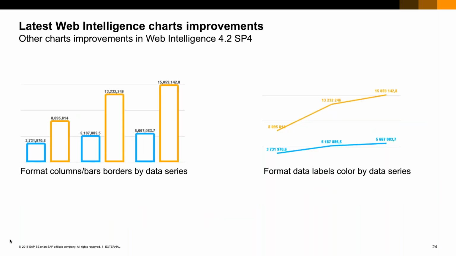Then going forward, we've also added new tricks, new settings available in 4.2 SP4. First of all, the ability to define the colors of the borders in column and bar charts by data series. So when you have several data series on the same chart, you can define the border color for each of them. And same thing for the data labels. You can really match the font color of the data labels with the color of the line. That's what you can see on the right-hand side, so that it makes your chart much easier to read.